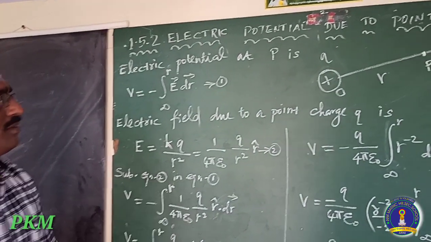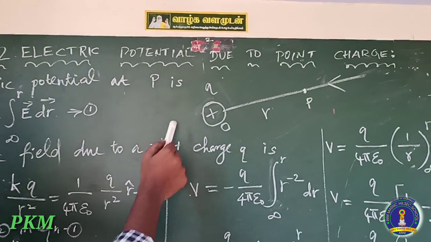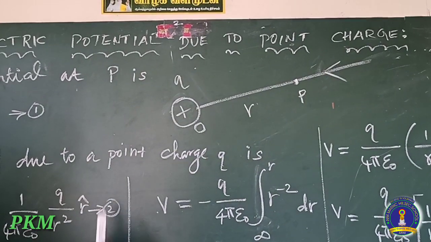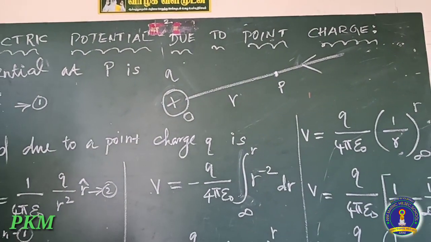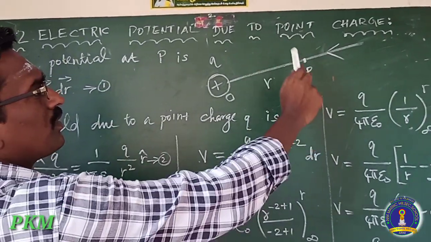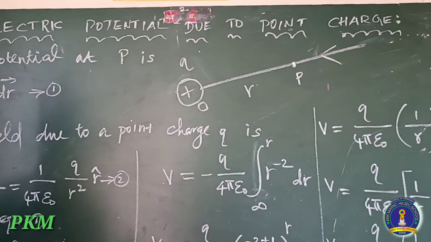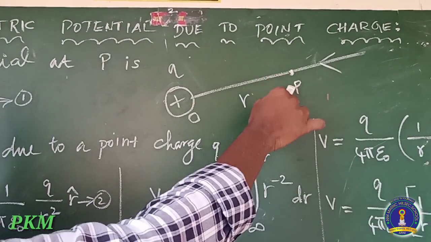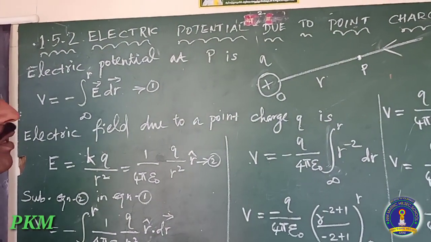So by using this definition, consider a positive charge q placed at a point O. Let P be the point at a distance r from the charge q. Now we do some work in bringing a test positive charge from infinity to that point P. Then the work done is stored as energy. It is called the electric potential at point P.